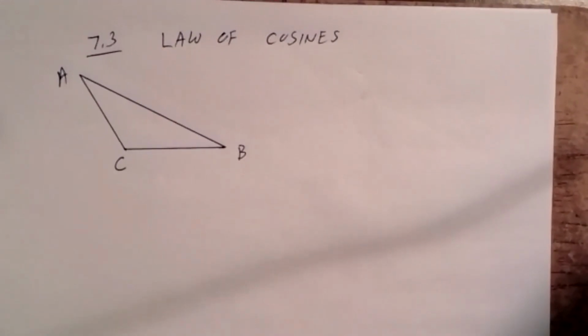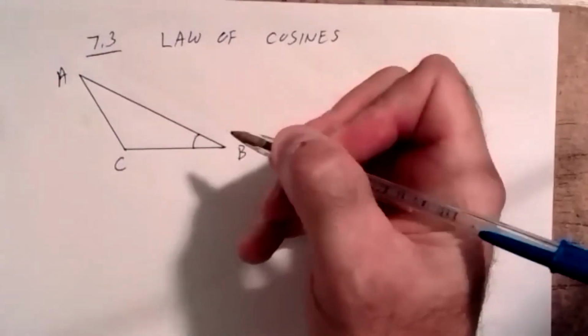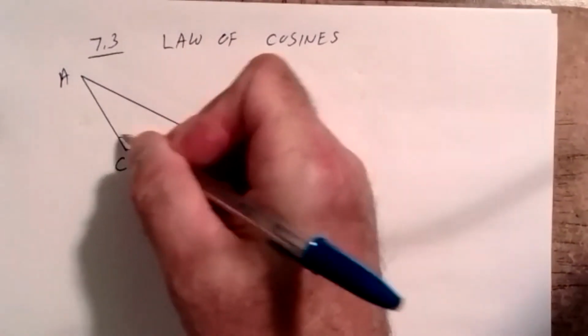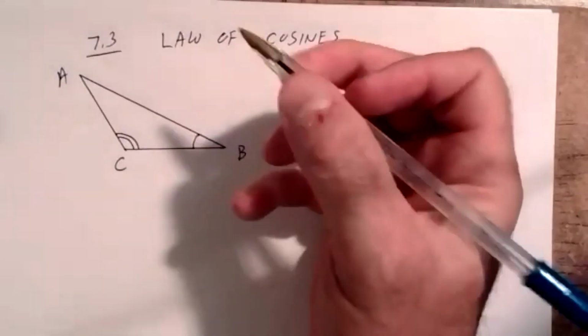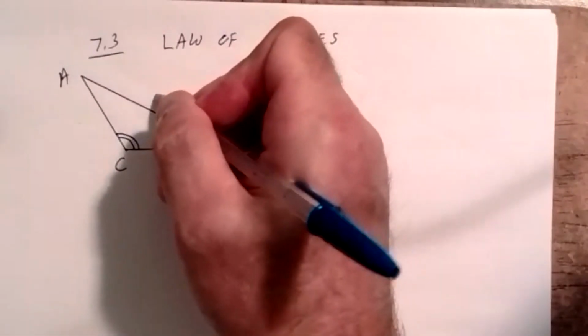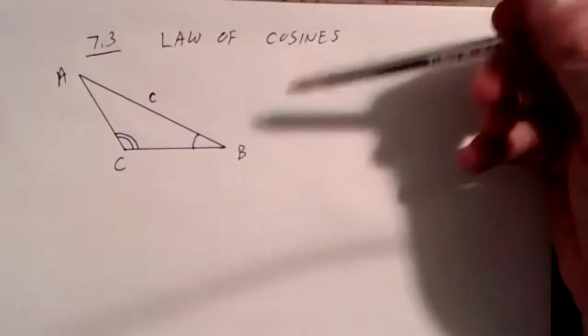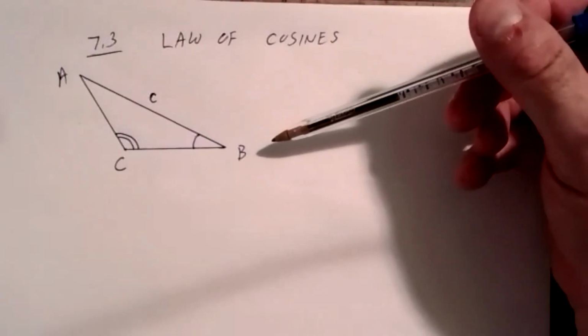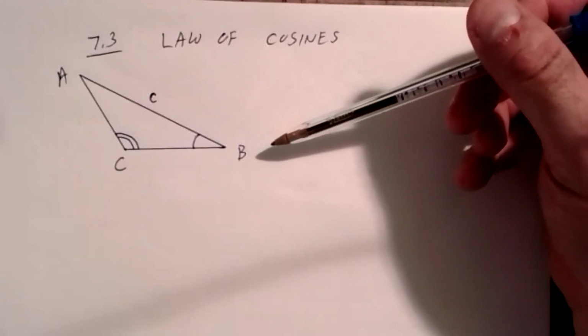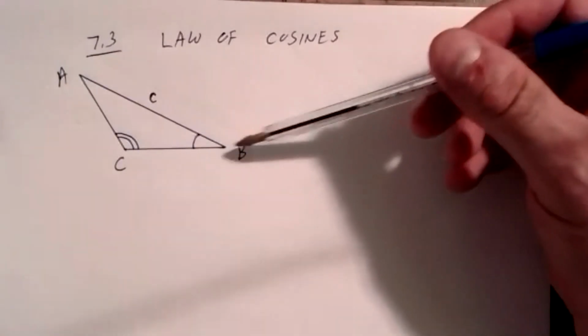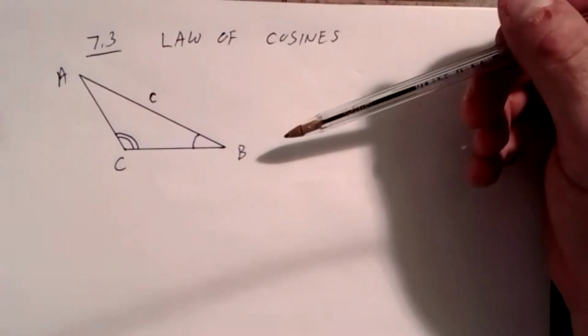Ladies and gentlemen, would the law of sines enable me to solve this triangle? Suppose that I knew this angle B, and I knew the measure of angle C, and let's say that I knew the measure of side C. Would that be enough information, using the law of sines, to solve this triangle ultimately? Yes or no? If I knew angle C, angle B, and side C, could I use the law of sines?